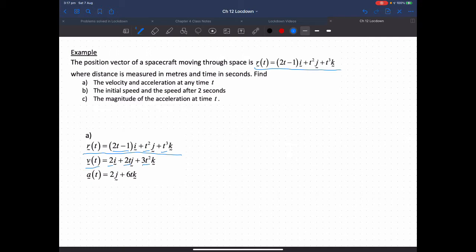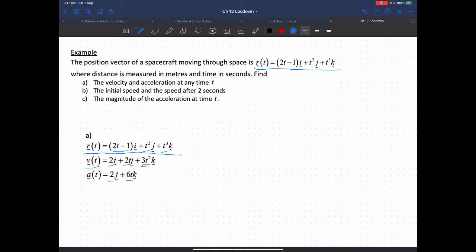Differentiate the velocity with respect to time will give me acceleration. When I differentiate the 2, I get 0, 0i, which is gone. So derivative of 2t is 2. Derivative of 3t squared is 6t. So I've got 2j plus 6tk. I've now got my velocity and acceleration at any time t.